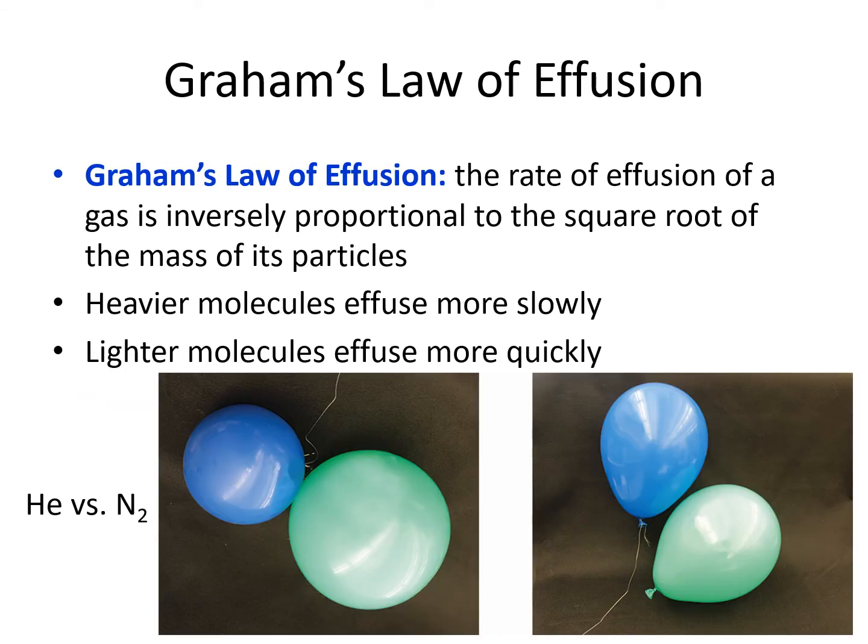Graham's law of effusion, which I won't make you use in calculations, says the rate of effusion is inversely proportional to the square root of the mass of its particles. In other words, the heavier the molecule, the more slowly it will effuse, but lighter molecules will effuse more quickly. This mass-speed relationship is similar to diffusion.